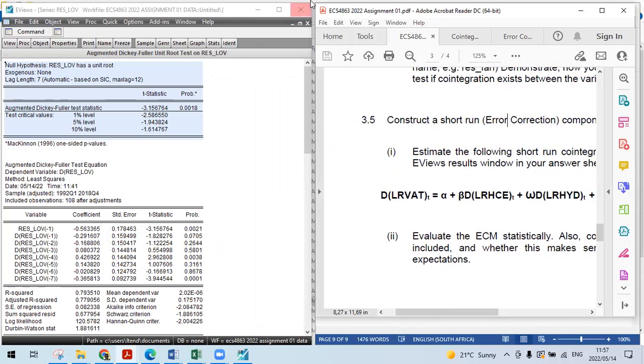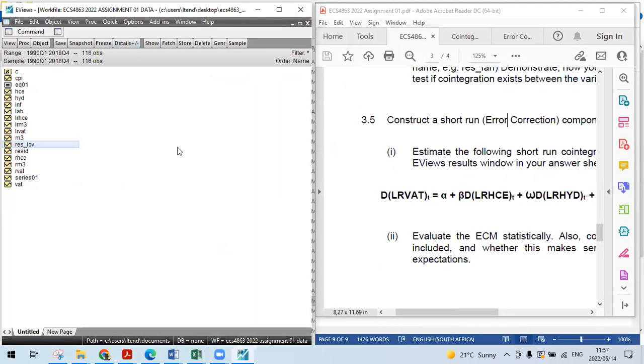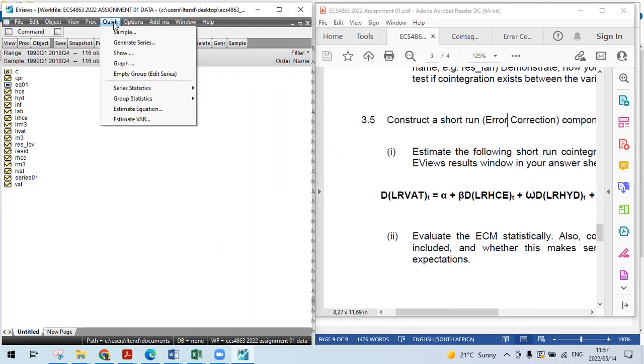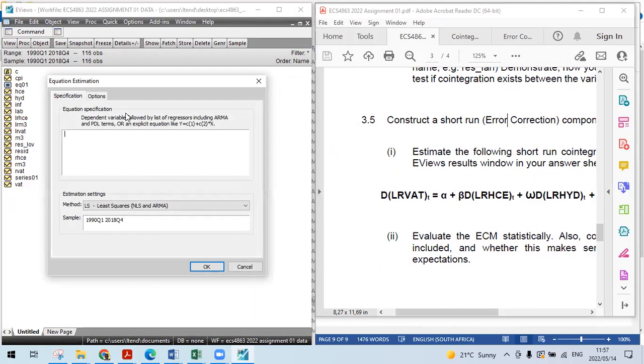Okay, so how do we do it? We just run an equation. I know David showed you, you can even type them. You go to Quick, you go to Quick Estimate. It's like you are typing things down. The first one is D. Let me show you where the first one is. The first one is here. You can actually type it.